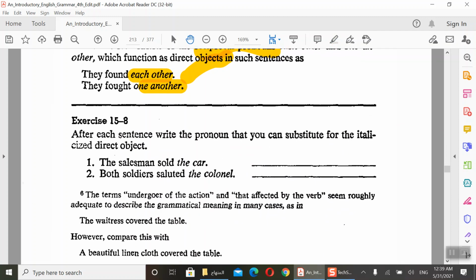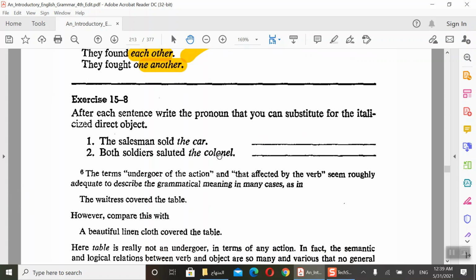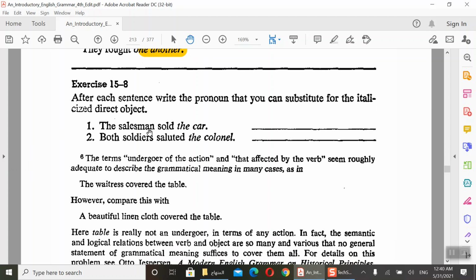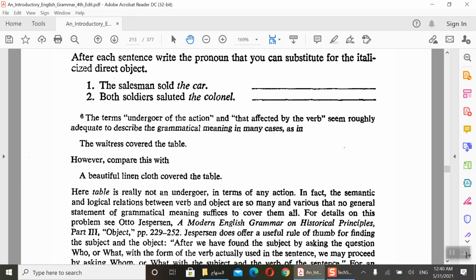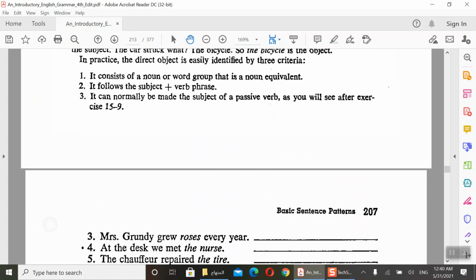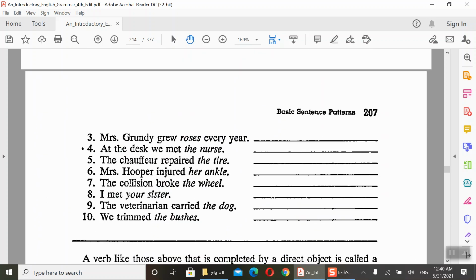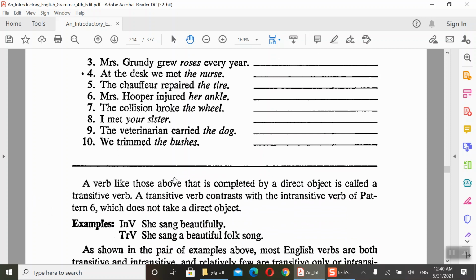Here we have examples where you change the italicized word with a pronoun. For example: The salesman sold it. Both soldiers saluted the colonel. Colonel is a person, so we say: saluted him. Here we have examples 1, 2, and 3, 4. I will give them to you later as homework.